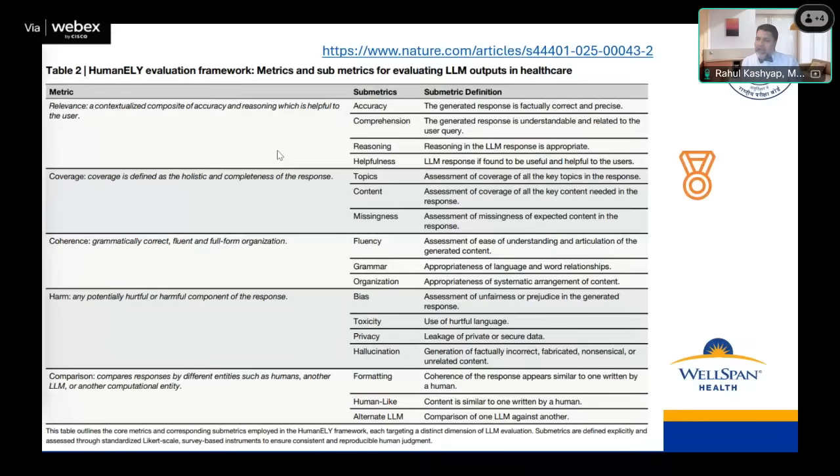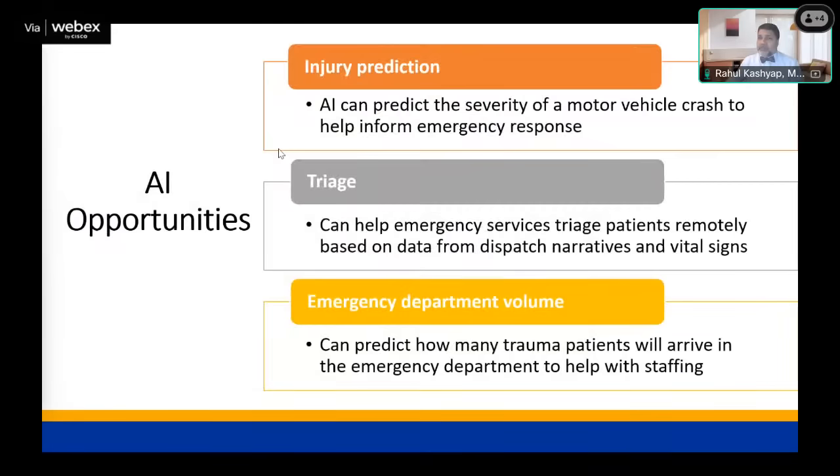We are almost roughly at the halfway point of our talk, and I have another 10 or 15 minutes or so to go. Let me just share some of the opportunities with you, and I've taken the example of trauma and care, with injury prediction to triage.